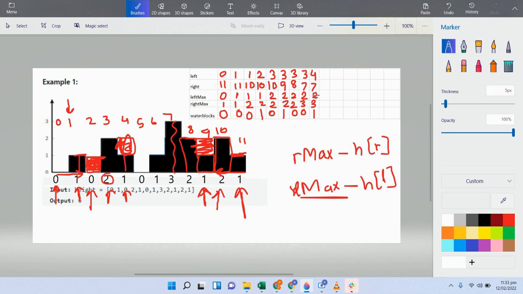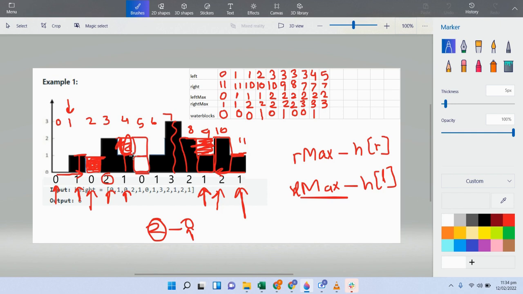Again, left max is less than right max. Make it 5, keep this 7. I'm at position 0, and the height is 0. So the left max pointer is not going to change, and the right max pointer is not going to change. But what we are going to get is 2 minus 0, because left max is 2 and the current height is 0. What is this? This is left max. What is this? This is the current height.